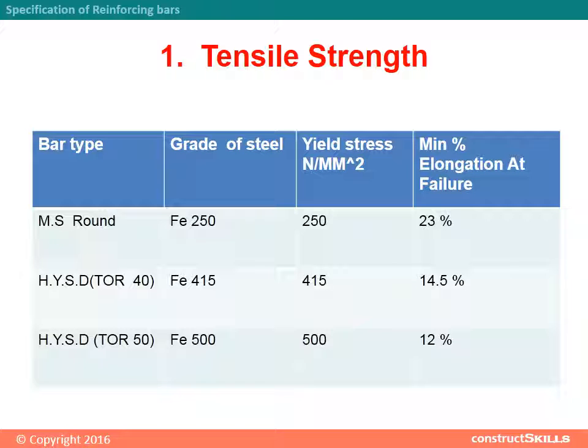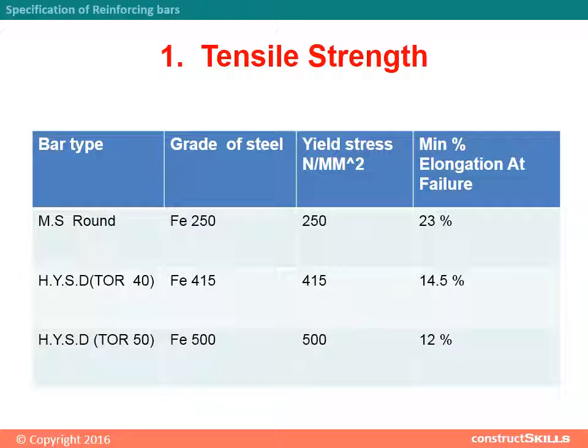HYSD bars. Tor 40 bar having grade of steel Fe 415, yield stress 415 Newton per millimeter square, minimum percentage elongation at failure is 14.5%.